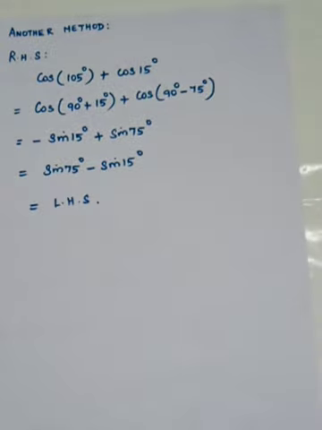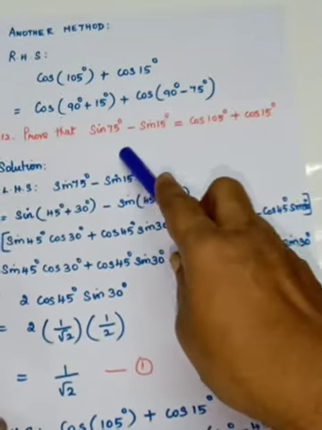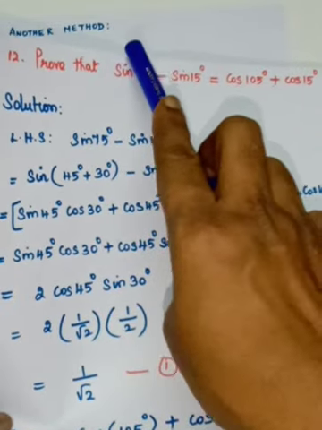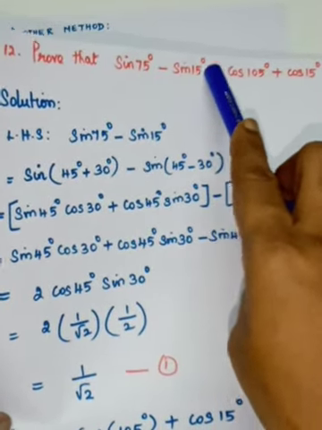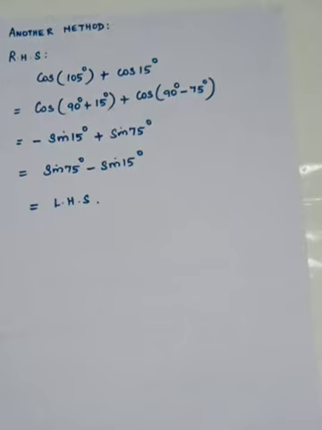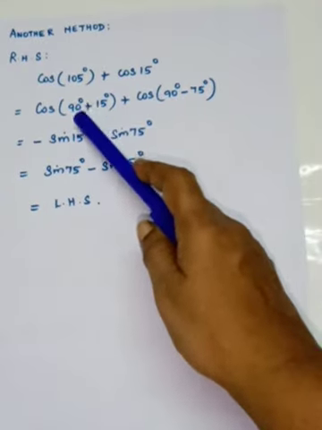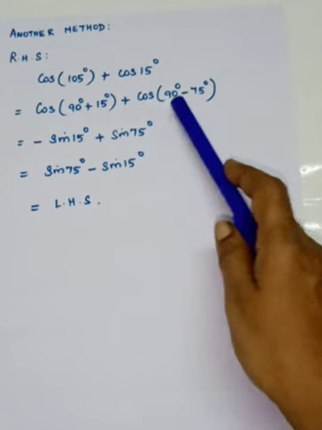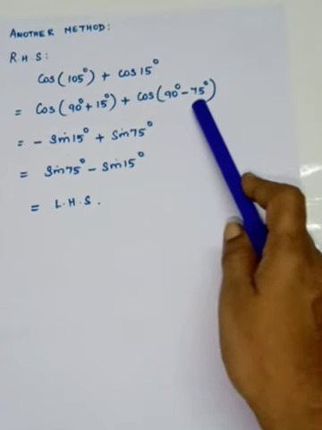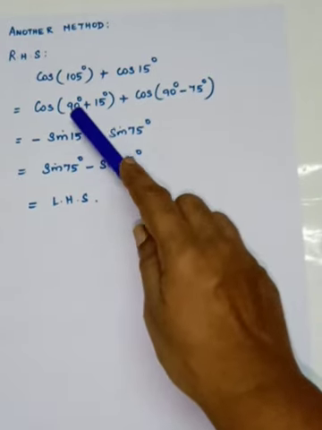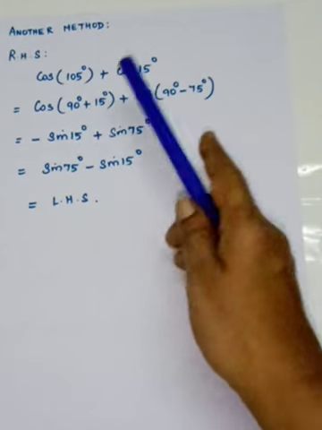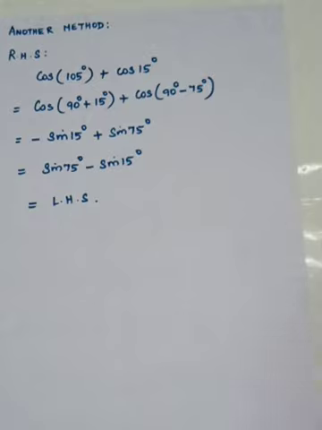Why have I chosen 15 degree and 75 degree now? In the left side, in terms of sine, you are having sine 75 degree minus sine 15 degree. So the angles are 75 degree and 15 degree. That's why 105 degree is written as 90 plus 15 degree, and 15 degree is written as 90 degree minus 75 degree. So see that it lies in 90 plus some acute angle, 15 degree.